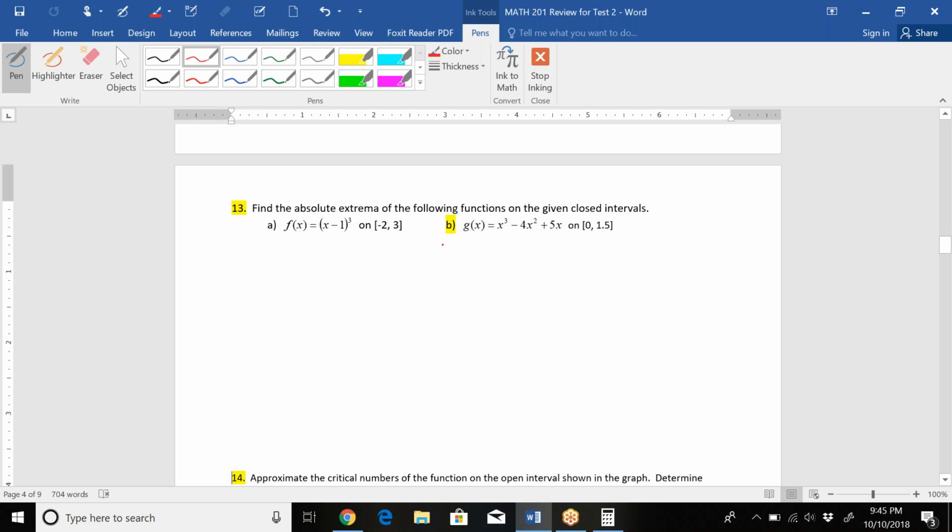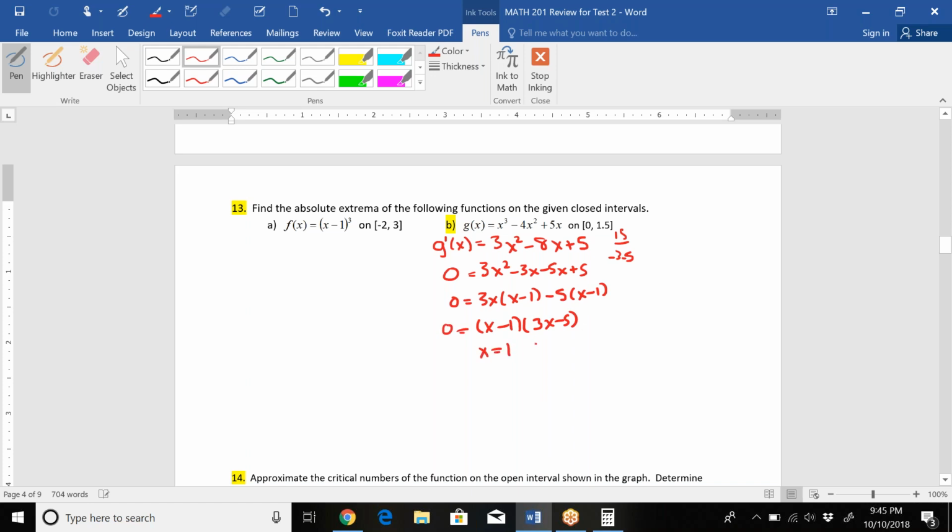Okay, so the first thing is to take the derivative. So g prime of x would be 3x squared minus 8x plus 5. This one we can try to factor. That's 15, and the factors again would be 3 and 5 to make -8. They'd have to both be negative. So 3x squared minus 3x minus 5x plus 5 set equal to 0. That is 3x, x minus 1, minus 5, x minus 1. So x minus 1 and 3x minus 5. So that is a possibility of x equals 1 or x equals 5/3.